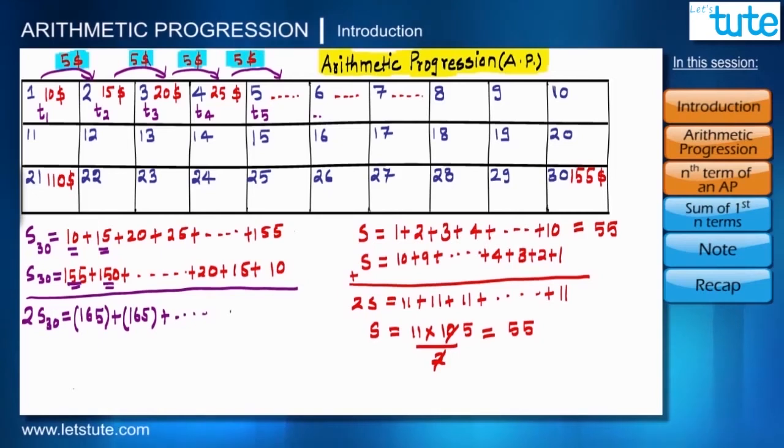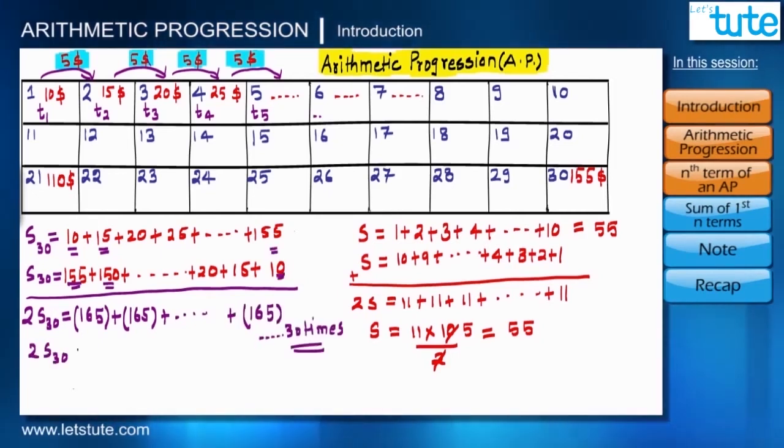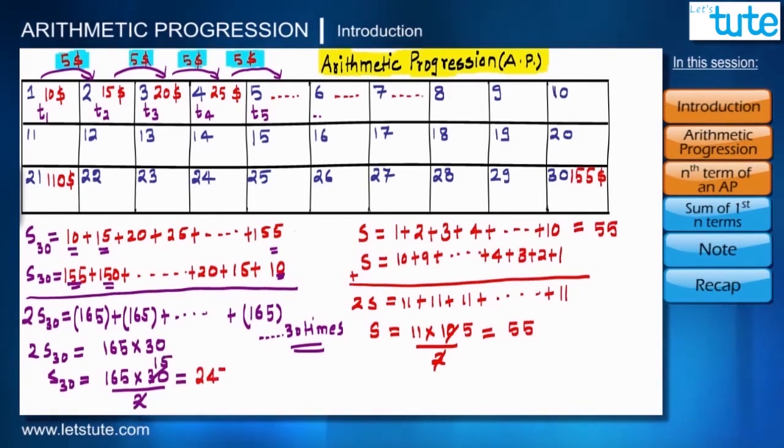So we'll get 165 how many times? So we can write 2 into S30 equals 165 into 30, and the next step will give us 165 into 30 divided by 2. So by cancelling out, we will get 2475. It means the total revenue by this project is $2,475. Now there will be a question in your mind that can we generalize it also?